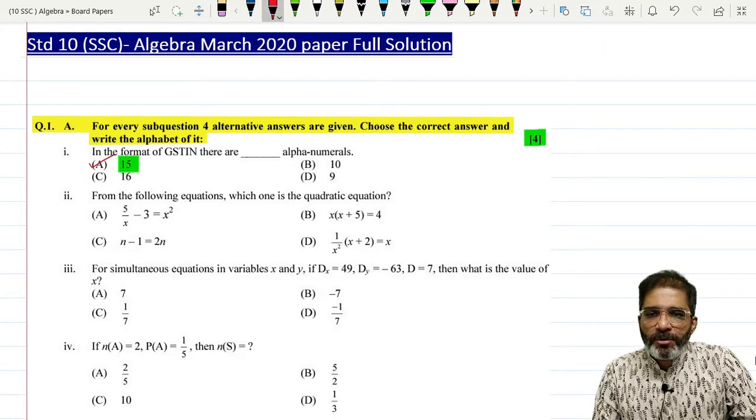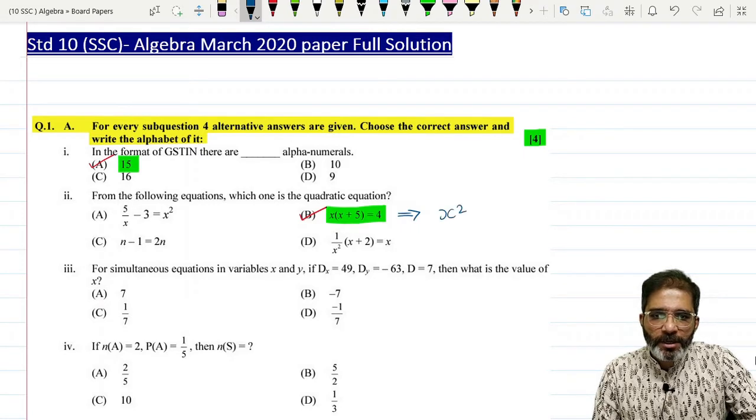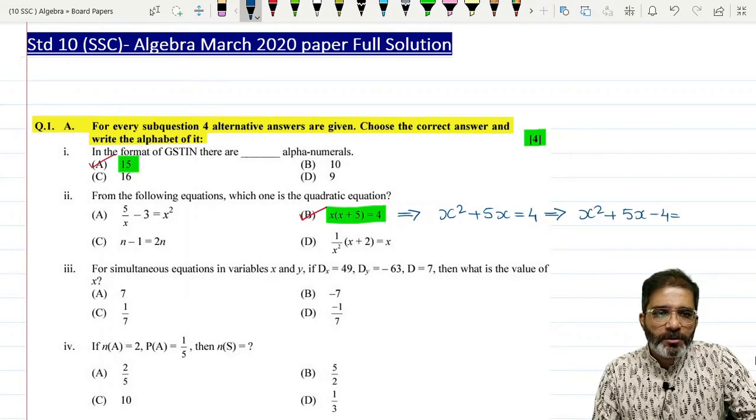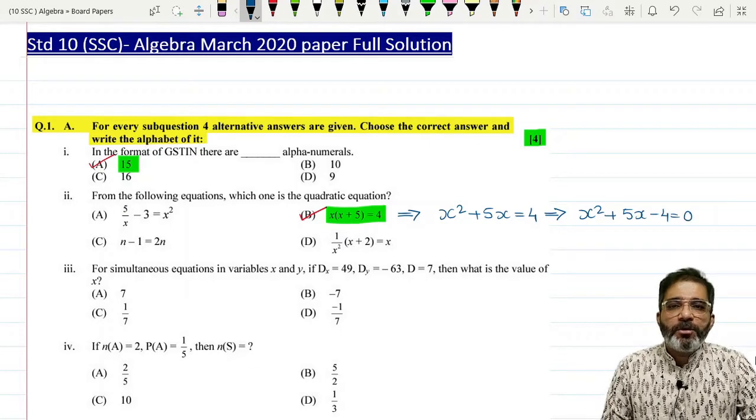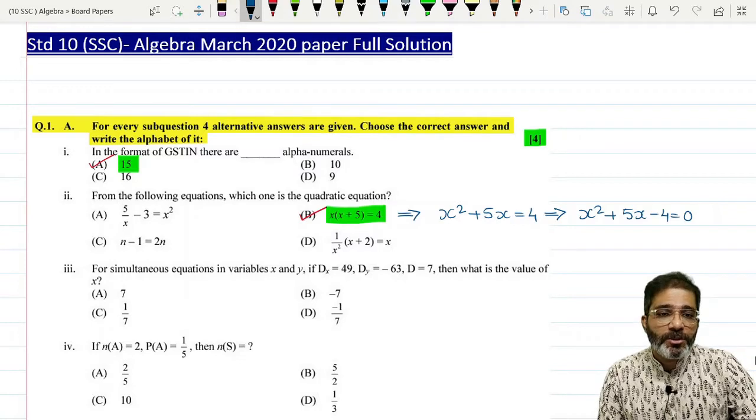Next, from the following equations you have to state which is the quadratic equation. Okay, so the answer is B, x bracket x plus 5 equal to 4. Why? Because when you open the bracket we will get x square plus 5x equal to 4, and after shifting 4 to the left hand side we get x square plus 5x minus 4 equal to 0. And this particular equation is in its standard form, that is ax square plus bx plus c equal to 0. So this is going to be the correct option.